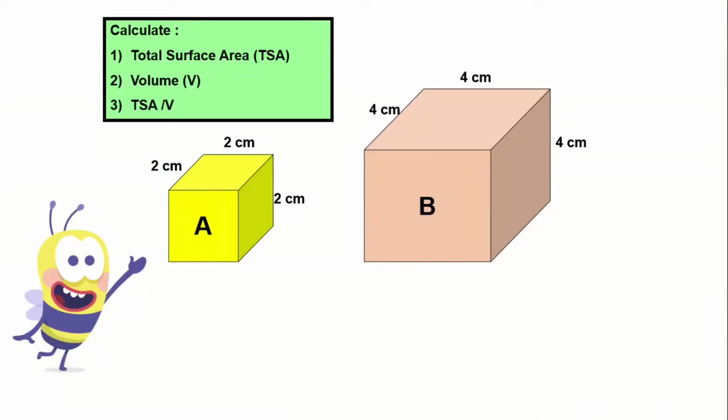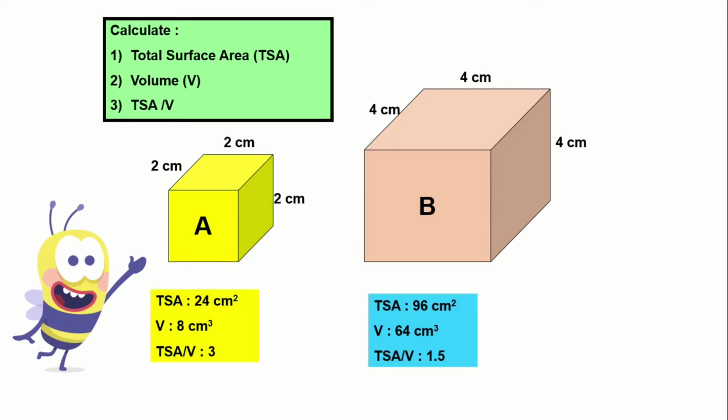These are the differences between large and small objects. Cube B has a total surface area over volume of about 1.5. We can conclude here that the larger the object or the larger the organism, the smaller the value of total surface area over volume.